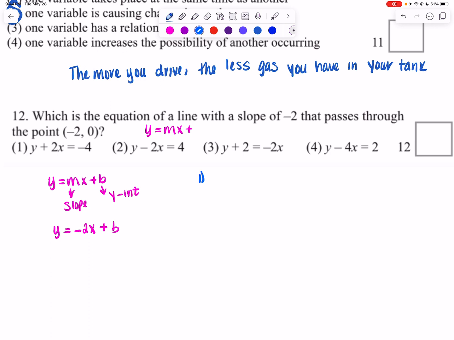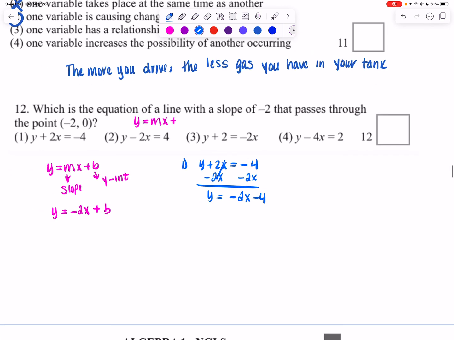If I look at choice 1, it says y plus 2x equals -4. To get the y by itself, I'm going to subtract 2x, and then I have y equals -2x minus 4. So right now that equation has a slope of -2. It could be that answer. Now I'm going to look at choice 2, which says y minus 2x equals 4. I'm going to add 2x to both sides of my equation, and then I get y equals 2x plus 4. So that one's going to be incorrect because that has a slope of 2, not -2.